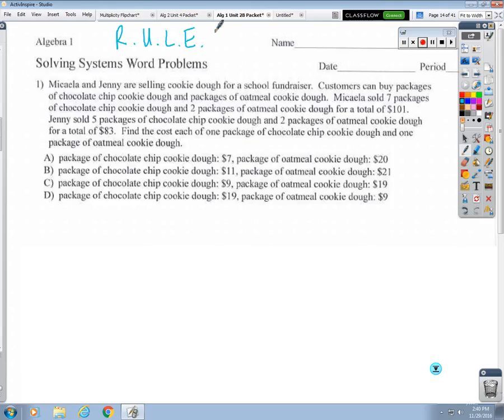RULES. What did the R stand for? Read the problem. So let's go ahead and read this problem.